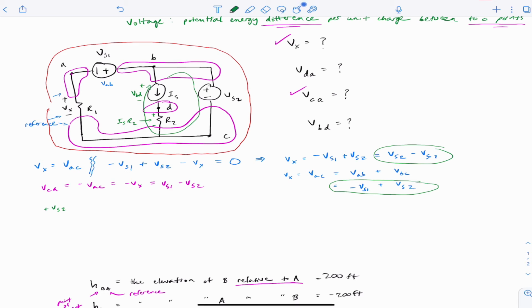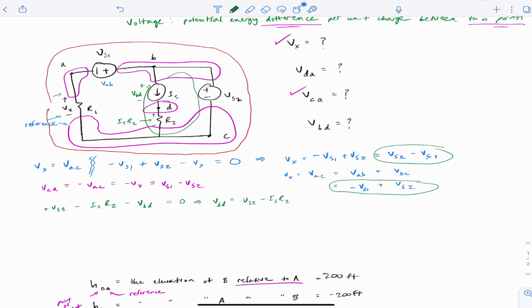That's the voltage. So going around our loop, we hit the negative side first as we follow the KVL loop. So we're going to put a minus IS R2, and then a minus VBD, because we encountered the minus sign first. So minus VBD equal to 0, and that gets us VBD is equal to VS2 minus IS R2.